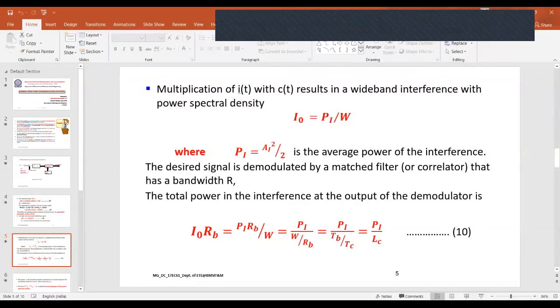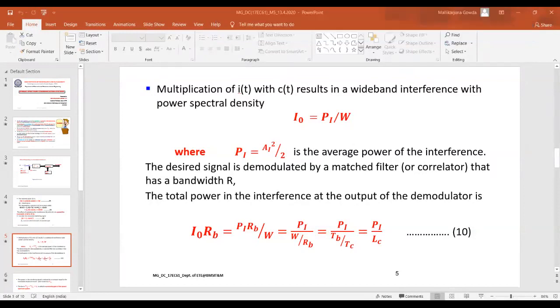So I naught is the power spectral density of the interference signal, which is equal to P_I divided by W, I can write. Where P_I is the average power of the interference. Okay, average power of the interference. So P_I is equal to, I can write, A_I square by 2. So average power will be, A_I is the magnitude of the interference signal, so square of that divided by 2 is the average power of the interference signal.